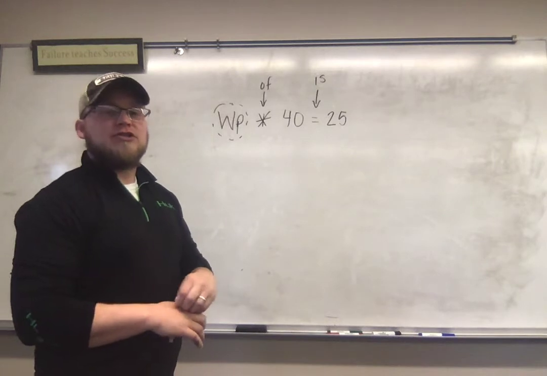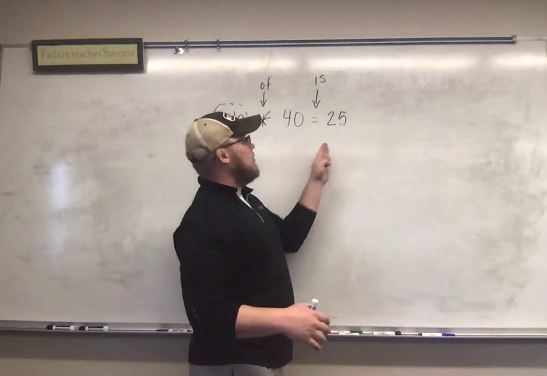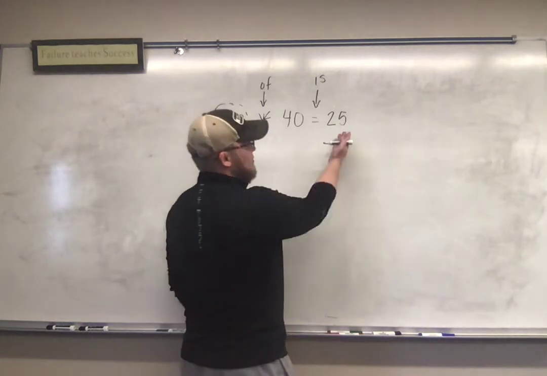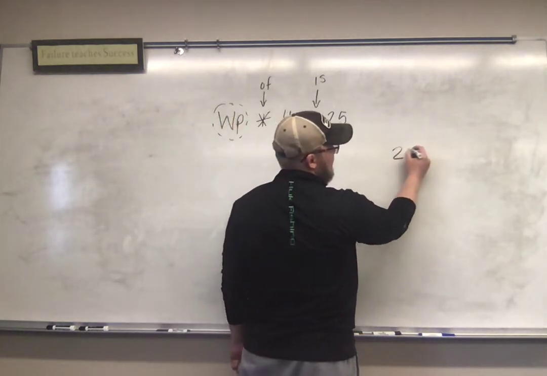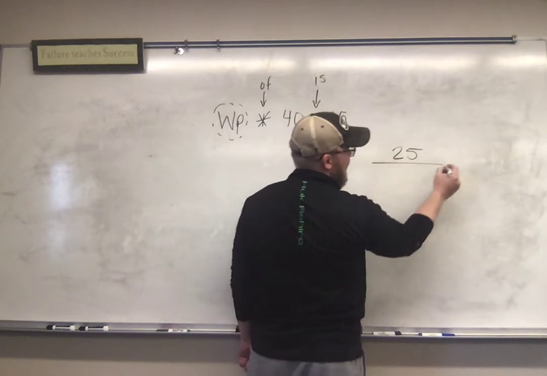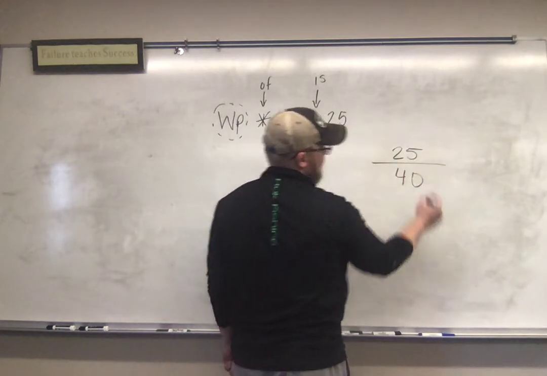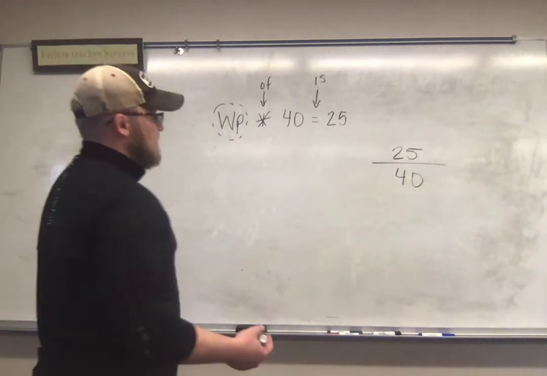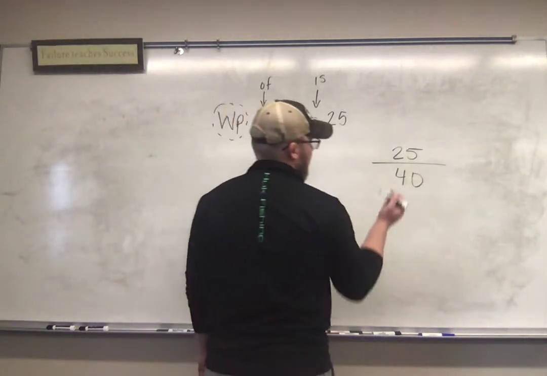So you always start with the right side number, the number that doesn't have anything else with it. In this case, it's 25. So I'm going to start with 25, and I'm going to divide that by 40. And I'm looking for a percent. So let's go ahead and do that.